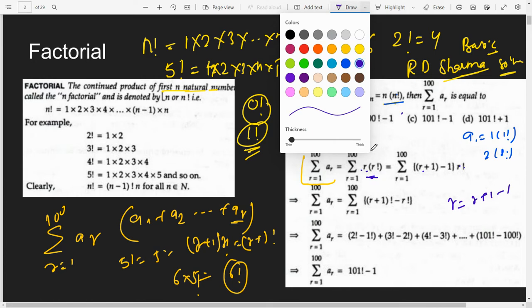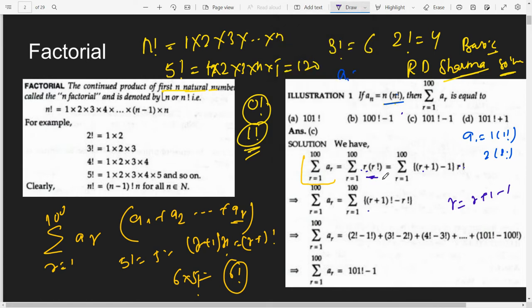Okay, so we are multiplying r into r plus 1. So this thing will be r plus 1 factorial, and this thing will be minus 1 multiplied by r factorial. So what benefit will it give you? Now if you just expand everything by putting the value of 1, you get 2 into 1 factorial, then 3 into 2 factorial, plus 4 minus 4 factorial minus 3 factorial, and so on. So everything will start cancelling.